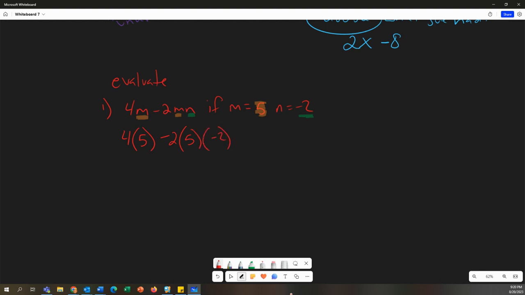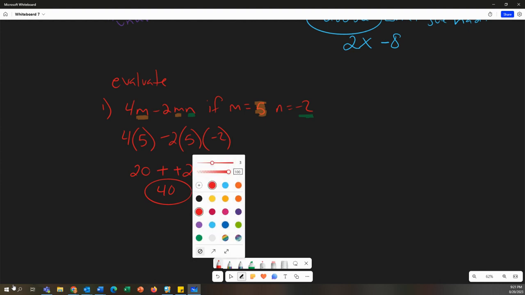Now, always be very careful with your negative signs. 4 times 5 is 20, minus 2 times 5 is 10. 10 times negative 2 is negative 20. What do you do with a minus, minus? Bam, bam. So 20 plus 20 is 40, and there's your answer.